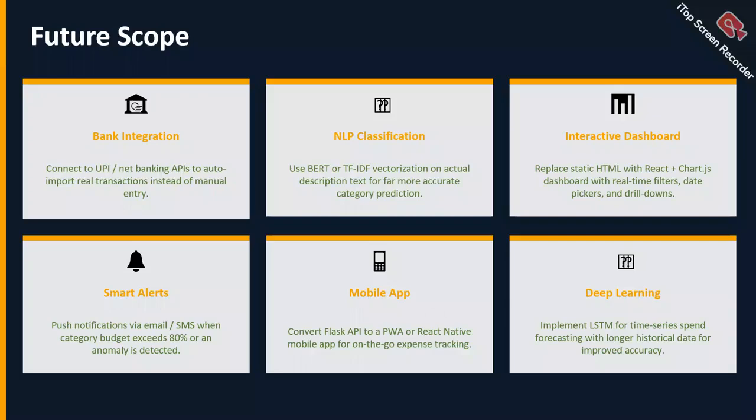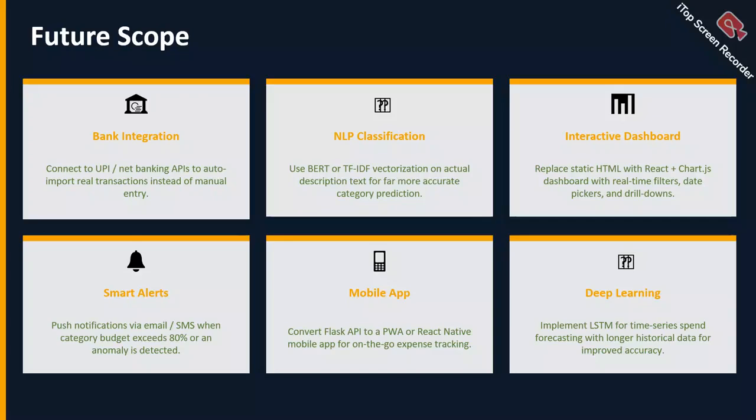This slide shows the future scope. In future, this project can be enhanced in many ways. We can integrate the real bank or UPI APIs for automatic transaction fetching. Advanced NLP models like BERT can improve expense classification accuracy. The front end can be upgraded into a modern React dashboard with real-time analytics.